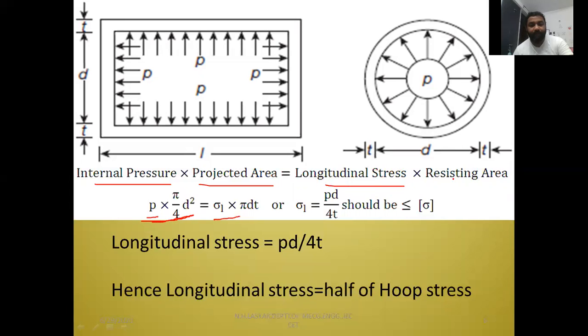This should be equal to the longitudinal stress, sigma L, times the resisting area. The longitudinal stress acts on the circumference of this area. So the circumference is pi d, and t is the thickness. So sigma L into pi d t. If we equate this, we get sigma L equal to Pd by 4t. This is the expression of longitudinal stress. So from these two relations, longitudinal stress is equal to half of the Hoop stress. These two relations you have to remember in order to solve numerical problems.